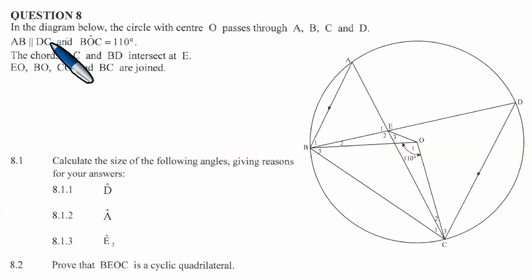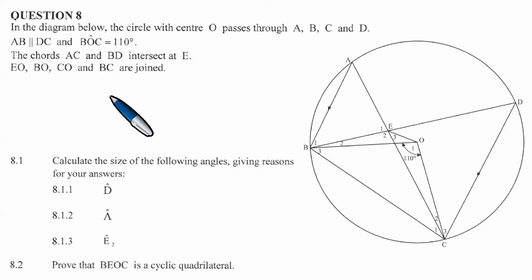Now, in the diagram below, the circle with center O, here is O, passes through A, B, C, and D. AB is parallel to DC, and angle BOC is 110 degrees. The chords AC and BD intersect at E. We can see E there, where the chords AC and BD intersect.